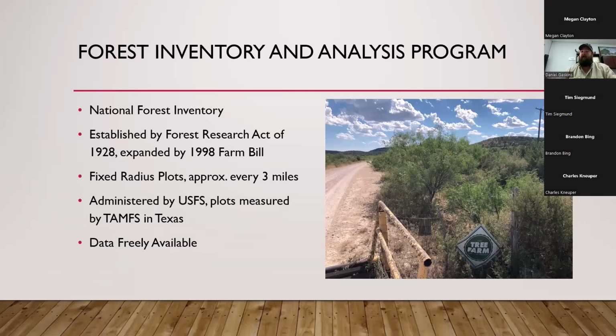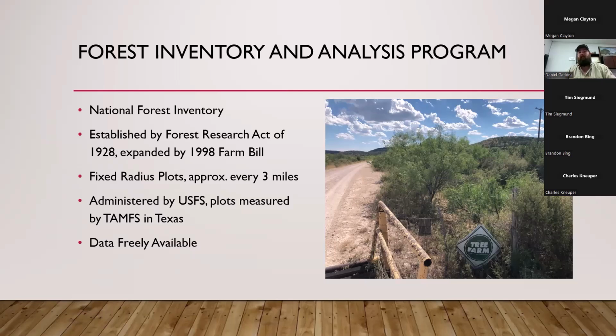So we do fixed radius plots, not variable radius. And there's one of these about every 3 miles. At least that's the density here in Texas. It may be a little different across the country, but the U.S. Forest Service is who administers this program. And then we take the measurements here in Texas. Across the country, we're all using more or less the same methodology. We have a manual that we all have to be trained on.